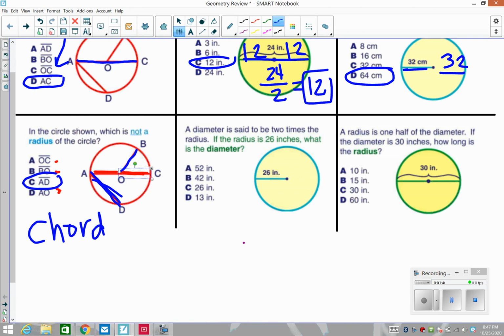A diameter is said to be 2 times the radius. If the radius is 26, what is the diameter? Well, that's 26 plus 26, which is 52. So the answer should be A, 52.